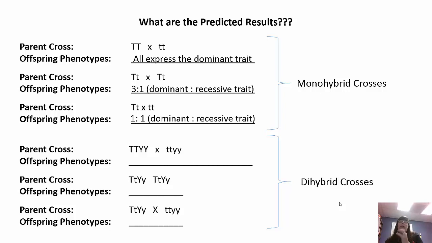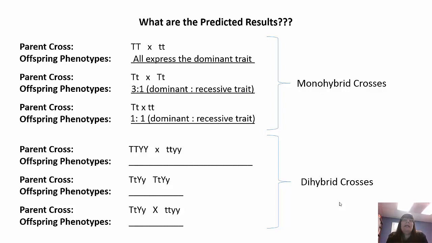Now, the thing is, if you ever doubt your answer or you just don't know the answer, do a Punnett square real quick. Just write out big T across the top, little t on the bottom. Do your Punnett square. You're always going to know that.